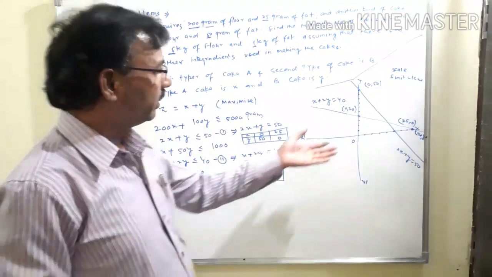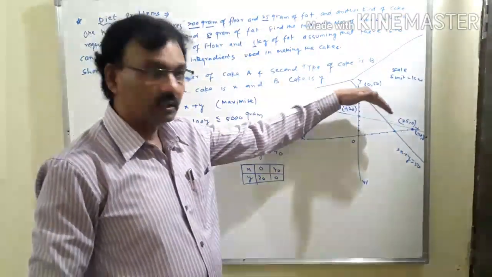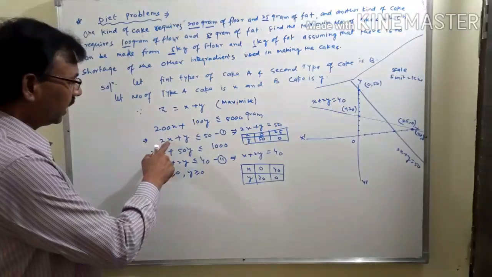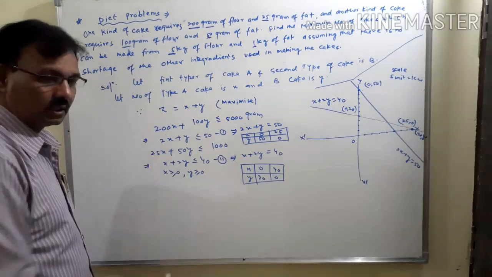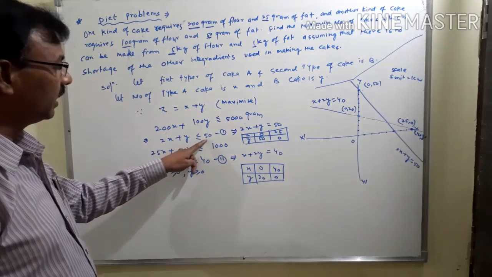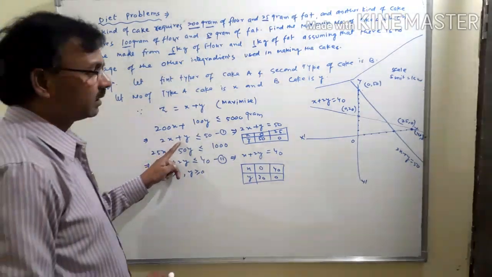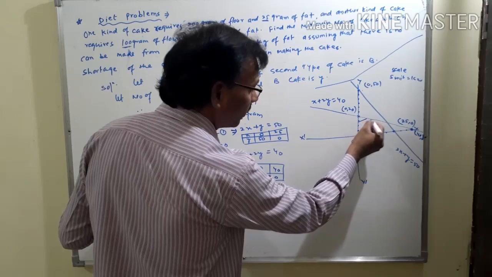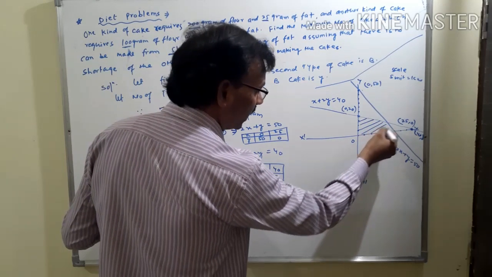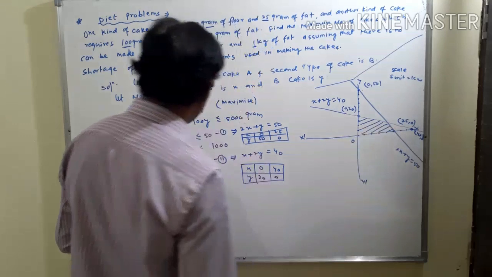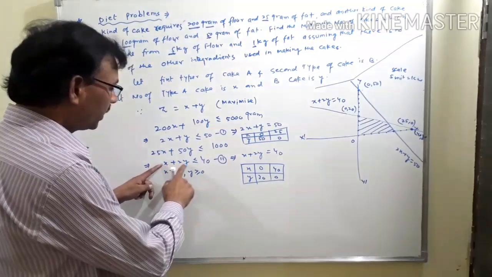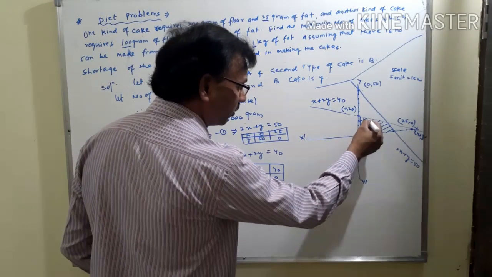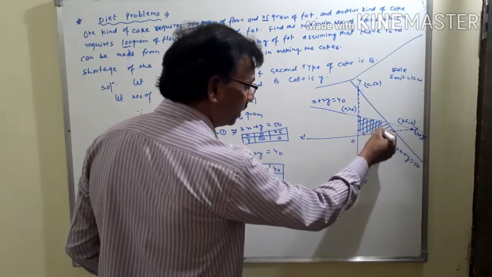Now we will check whether these inequalities contain the origin or not. So we put x equal to 0 and y equal to 0 in the first inequality: 0 plus 0 less than 50. This is a correct statement. So the shaded region is towards the origin. And in the second, 0 plus 0 less than 40. This is also correct. So this will be towards the origin. Shaded region towards the origin.